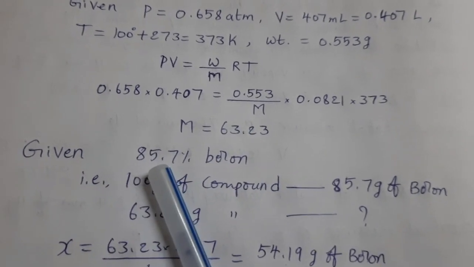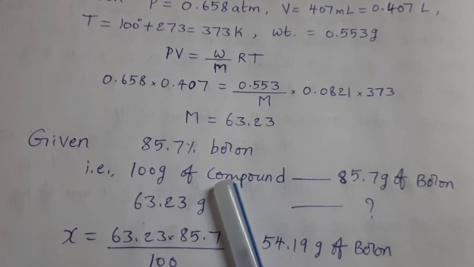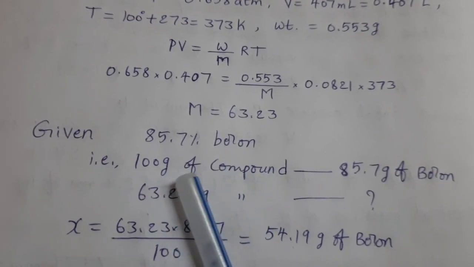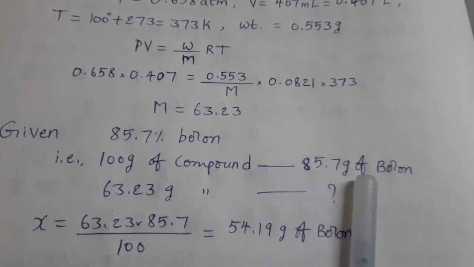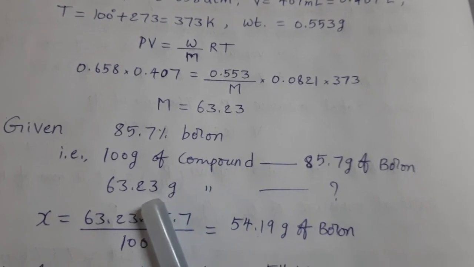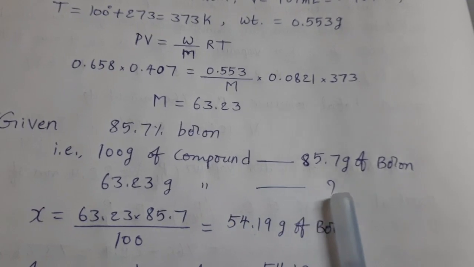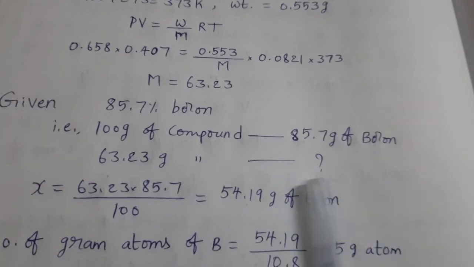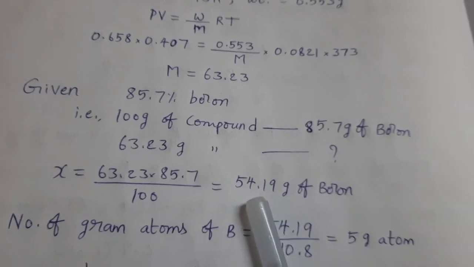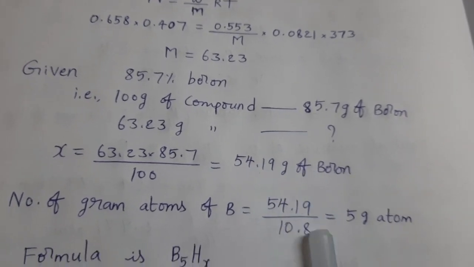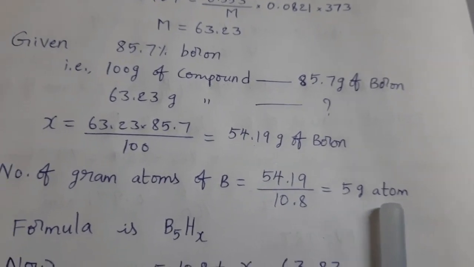Here given 85.7% boron. Suppose the given compound, if we consider 100 grams of the compound, in that 85.7 grams of boron is present. Now according to given data, we have 63.23 grams of the compound. In that, how much amount of boron is there? This much, 54.19 grams of boron. 54.19 grams means how many moles? Moles means we have to divide this with molar mass, then 5 gram atom.